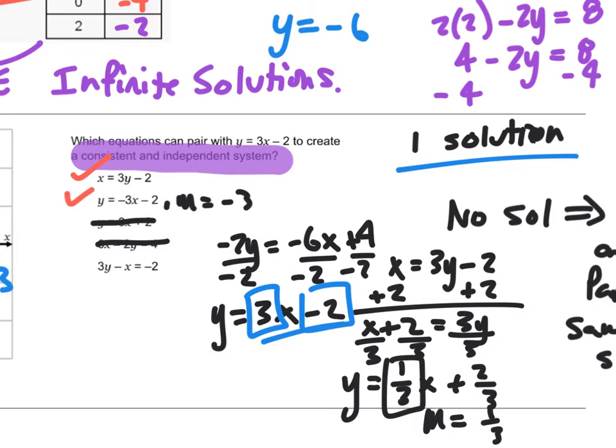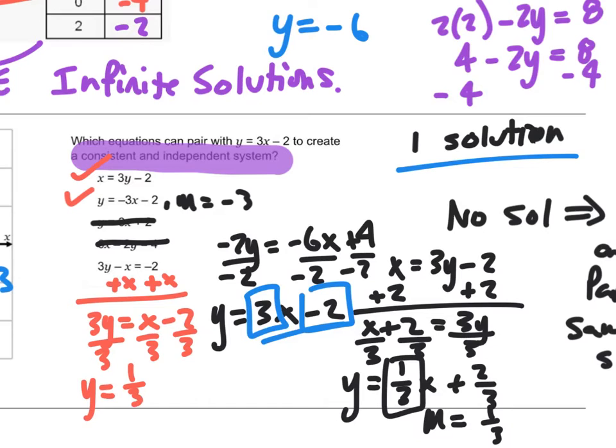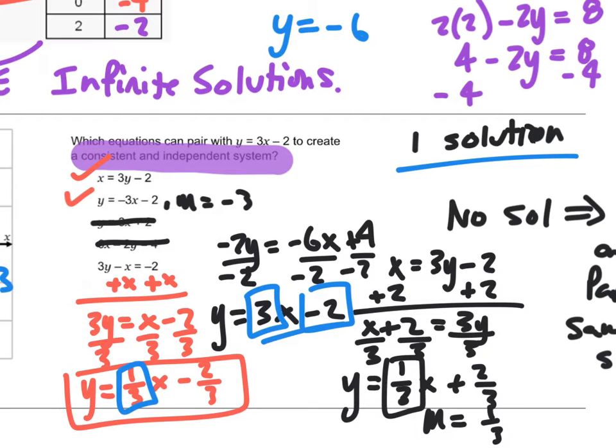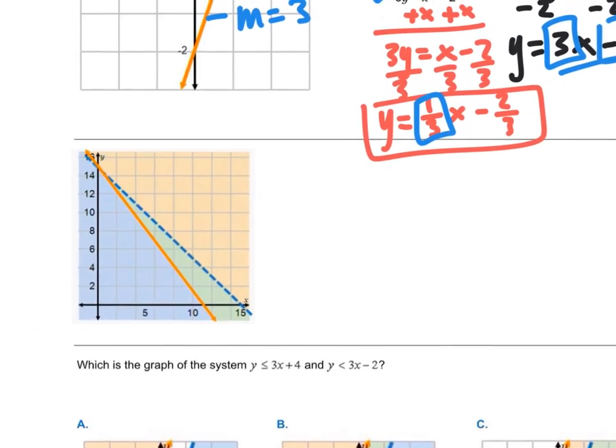Okay, but let's check out this last one real quick, and let's solve this for y. I'm going to add the x to both sides, and so we get 3y is equal to x minus 2. Divide by 3, divide by 3, divide by 3. So you get y is equal to 1/3 x minus 2/3. Again, this one has a slope of 1/3. It's not the same slope, so this one works. So those 3 answers are the ones we're looking for. All right, let's go ahead and move on a little bit here.